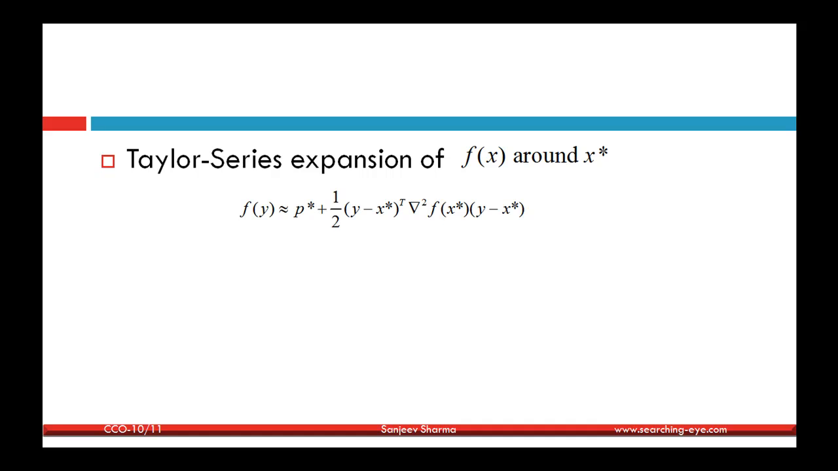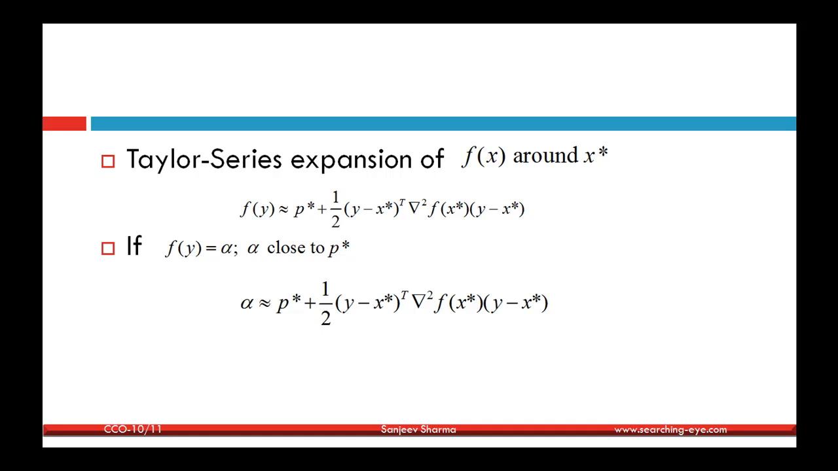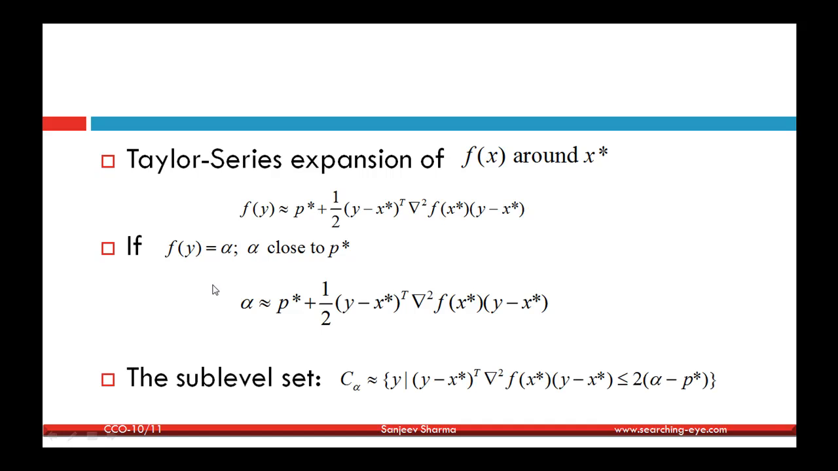So if f of y is equal to alpha, where alpha is close to p star, then alpha is approximately equal to p star plus this term, and subtracting p star from alpha and multiplying by 2 will give us that the sublevel set C alpha is approximately equal to the set of y such that y minus x star transpose Hessian of the objective function at x star times y minus x star is equal to twice of alpha minus p star.